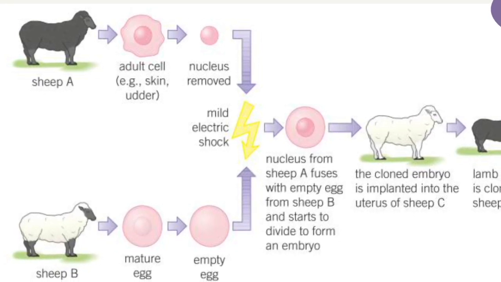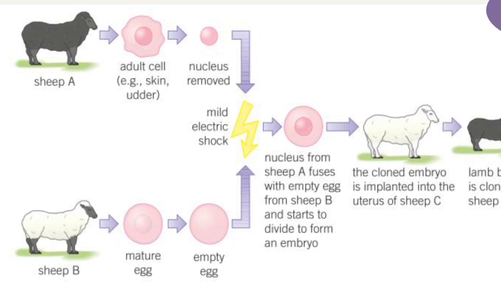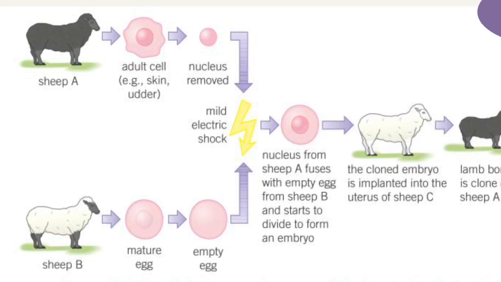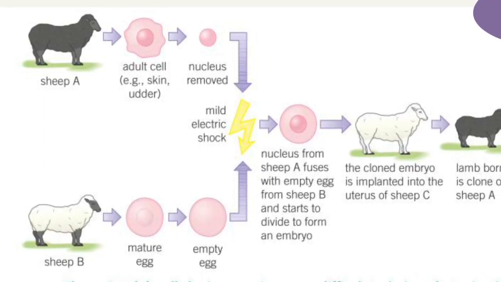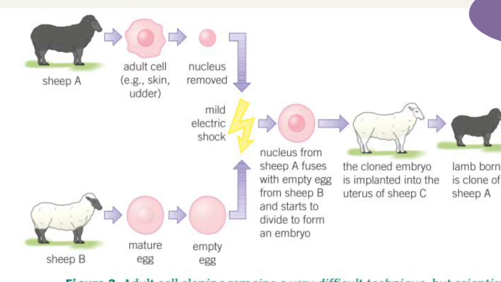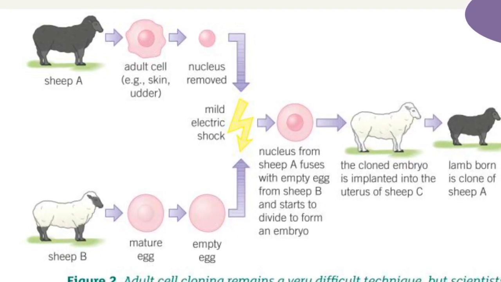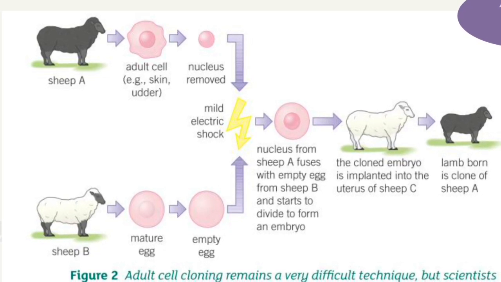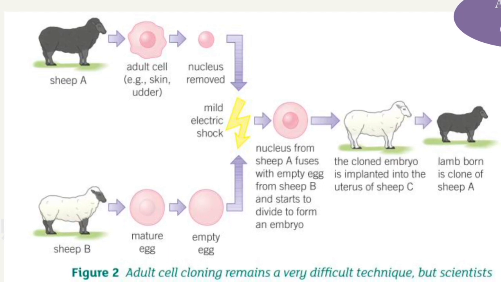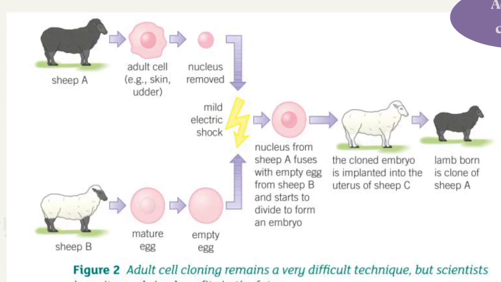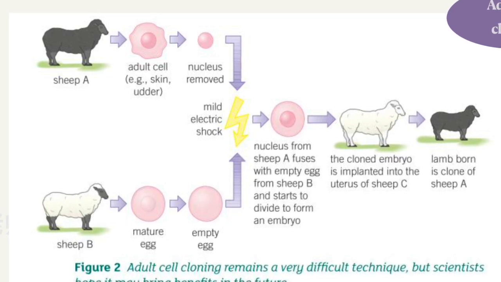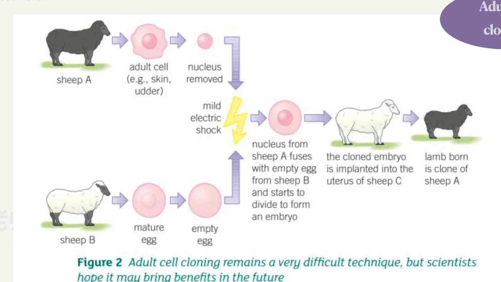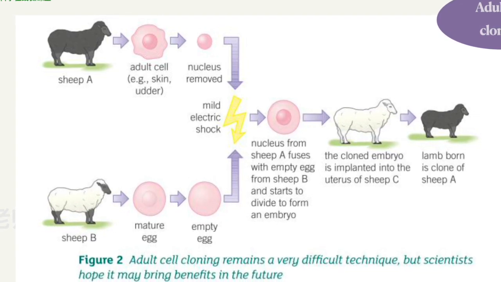So we remove the nucleus from this adult cell of sheep A, and then we're going to put this nucleus into another cell. Now this cell is from sheep B. Sheep B contributes an egg. We remove the nucleus from this egg, and we only want the empty egg so that this nucleus can be put into that empty egg, forming a new cell. So this new cell has got the nucleus of sheep A, but the cytoplasm and the rest of sheep B.